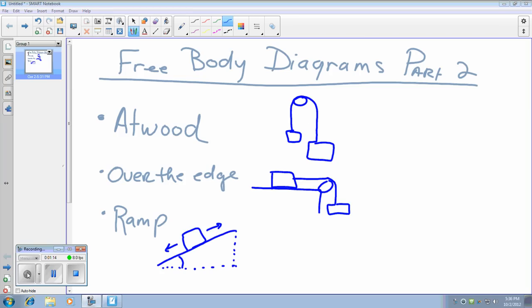And in particular, for at least these first two, I really want us to take a step away from the math that's associated with these problems and think about them a little more conceptually. So first, let's grab a new slide and talk about Atwood machines.